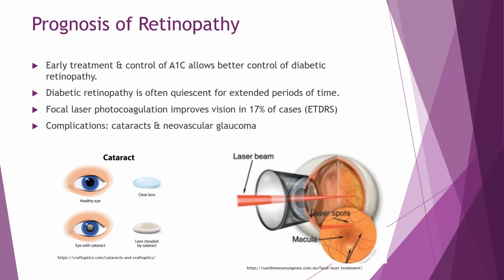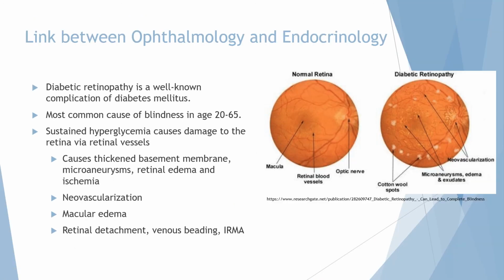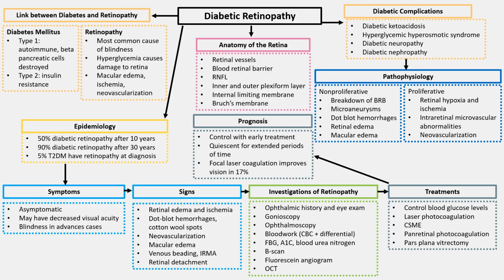Complications of diabetic retinopathy include cataracts and neovascular glaucoma, as we've touched upon several times. Here is the link slide again to remind you of the connections between ophthalmology and endocrinology as made by diabetic retinopathy. Here is a comprehensive summary flowchart to help your understanding.